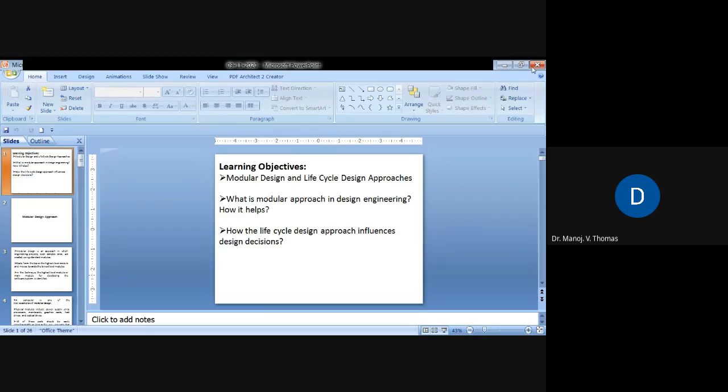Life cycle of a mouse means what? Raw materials, then it is converted into a mouse, then it is used by somebody, then finally what happens to that? Can we recycle that, or will it be e-waste which needs to be taken care of? So that is the idea. Finally, what happens to that product, what happens to that material? So these are the various stages.